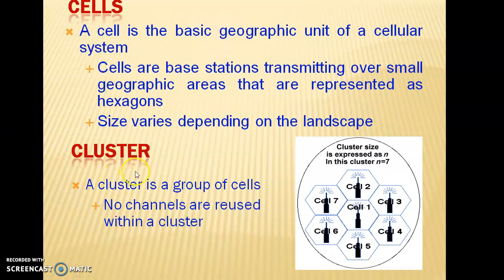A cluster is a group of cells, and channels are reused across clusters. If I say this is one cluster, you can see each cell has a different number. The cluster size is expressed as n. The cluster size is the number of cells present in that particular cluster, and that is why the cluster size is 7 here.